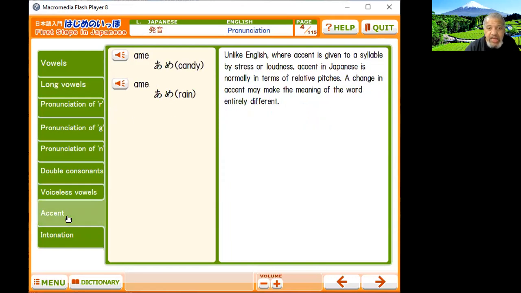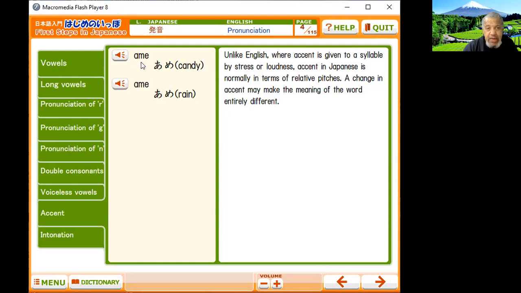And then let's go to the accent, the emphasis, which can completely change the meaning of a word. Unlike English, where accent is given to a syllable by stress or loudness, accent in Japanese is normally in terms of relative pitch, tone. A change in accent may make the meaning of the word entirely different.